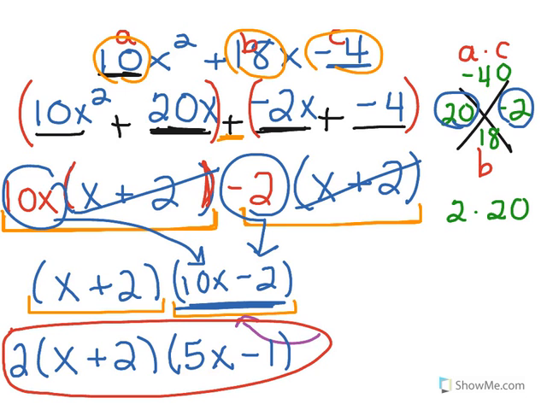Once again, that's just a review on how to factor by grouping when you have a quadratic trinomial and the lead coefficient is not a 1.